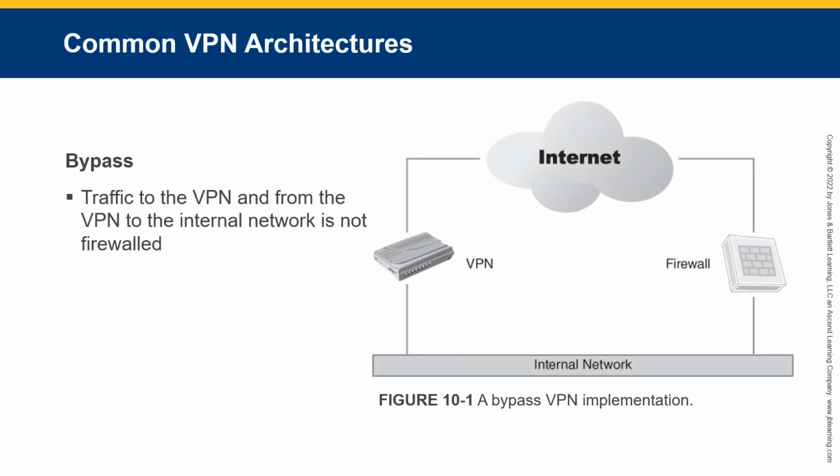So let's talk about a couple of architectures. The first one for deployment is to put it parallel to the firewall, directly connected to the internet. The VPN is not firewalled, and you connect into your VPN and you're bypassing the firewall. So this is called the bypass model. Not recommended.